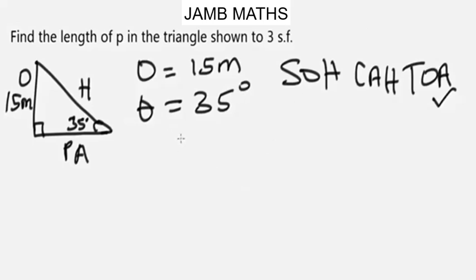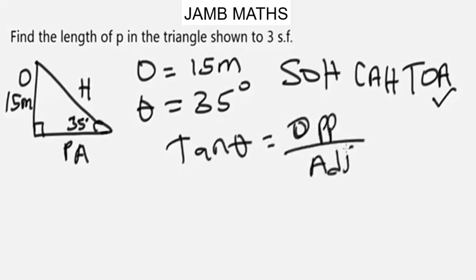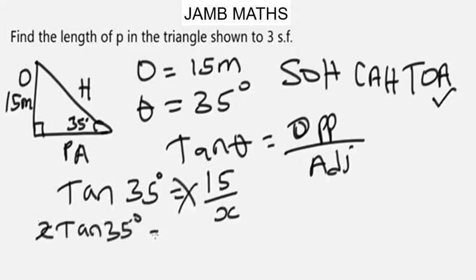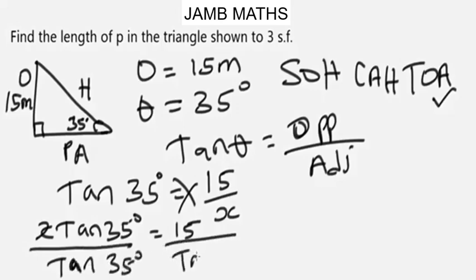So TOA, which is tan theta, equals opposite over adjacent. When you plug in the values, you're going to have tan 35 degrees equals opposite, which is 15, over adjacent. Use x to represent it. When you cross multiply, you're going to have x tan 35 degrees equals 15. Now to make x the subject of the formula, divide both sides by tan 35.